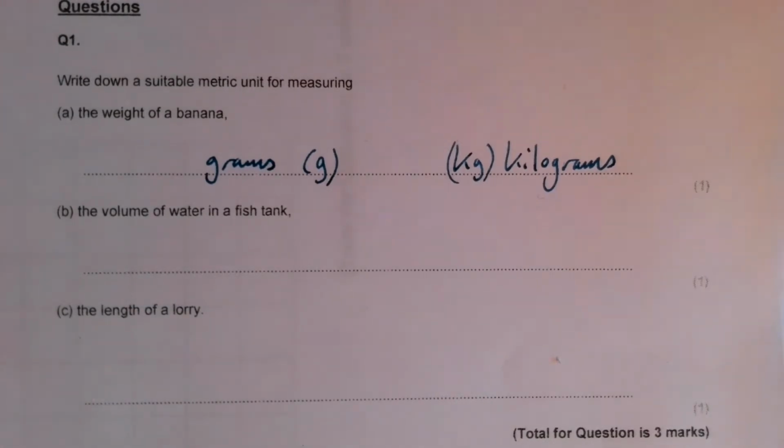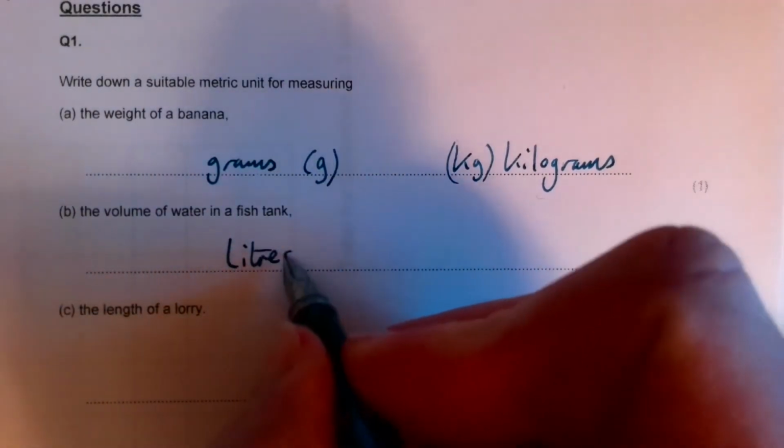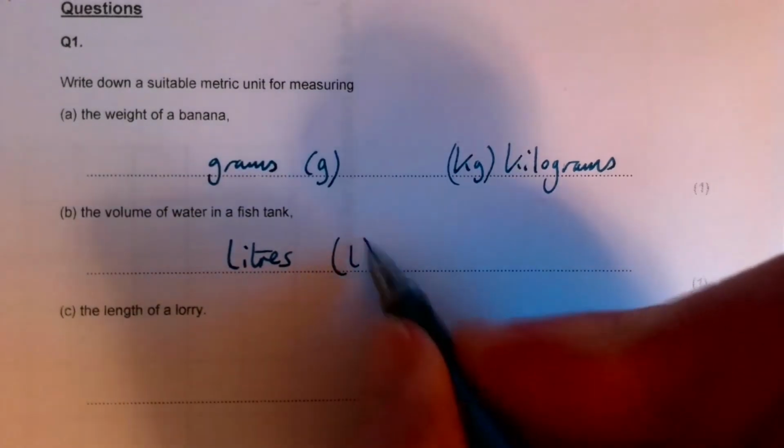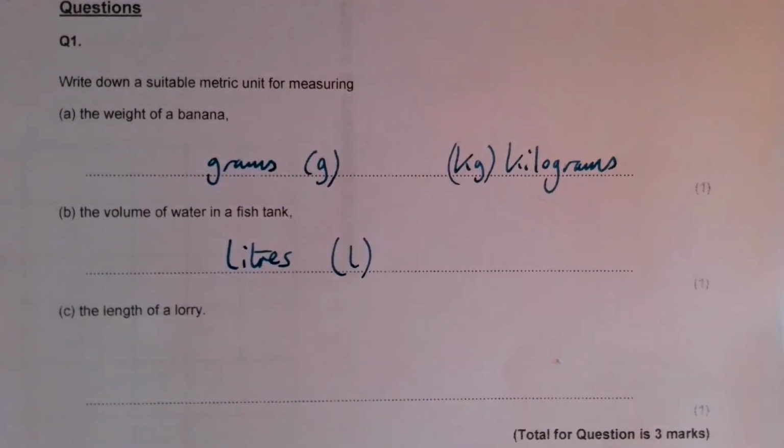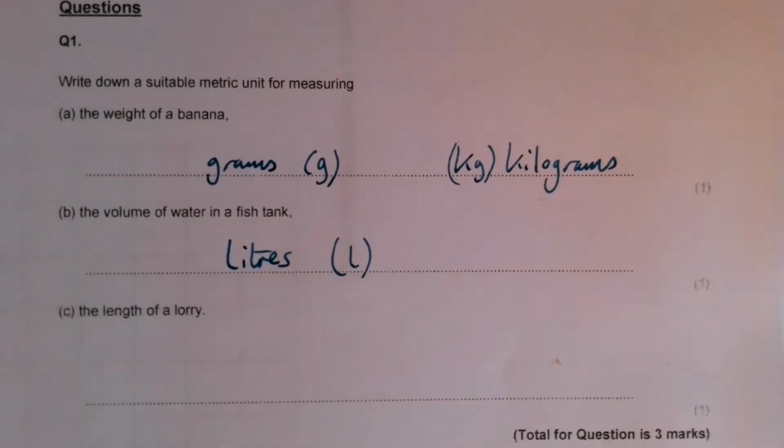The volume of water in a fish tank. Well, there's only one real answer in terms of metrics for that. That's litres. And you could have put the letter L for that. Pints is not acceptable because that's not metric, just as if you put stone or ounces or pounds, that wouldn't be okay for a banana. Those are imperial measures, not metric.